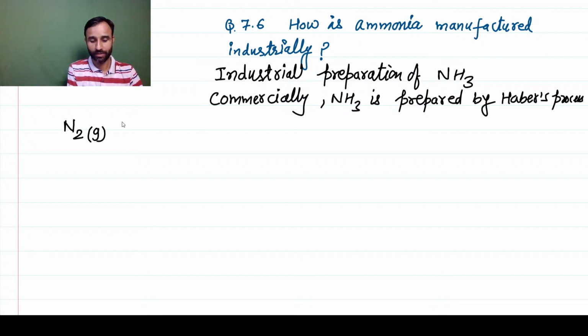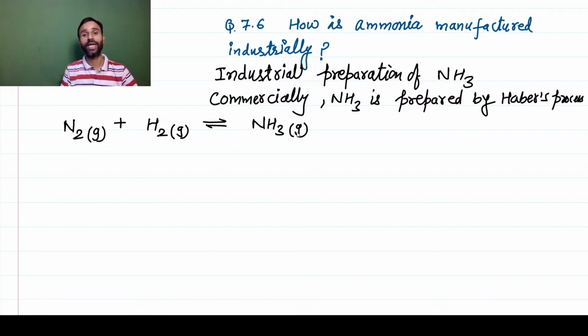N2 gas reacts with H2 gas to give NH3 gas. So this is the reaction: 1 mole of N2 gas reacts with 3 moles of H2 gas to give 2 moles of NH3 gas, and the reaction is exothermic.